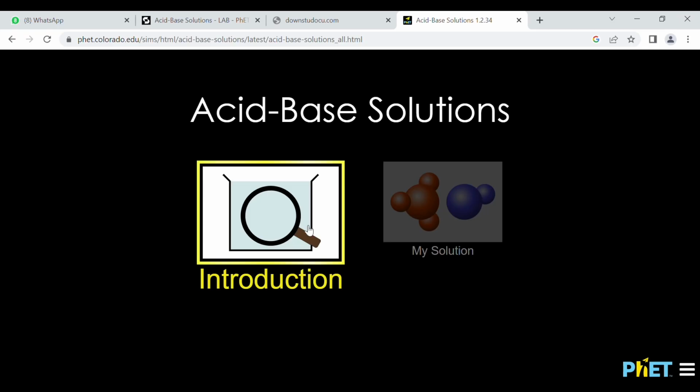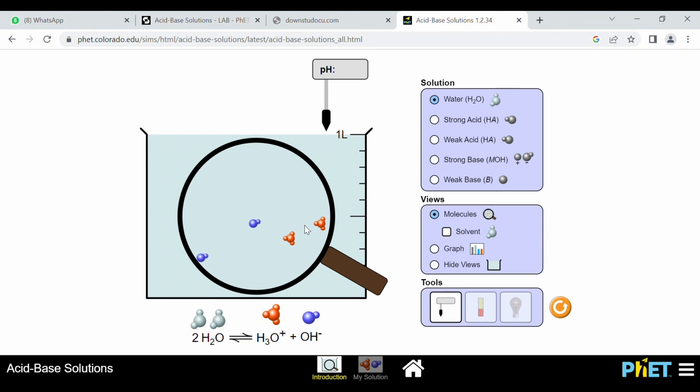So this is an introduction to acid-base solutions. First, I would like to explain the layout. First we have the jar full of water and my microscope.